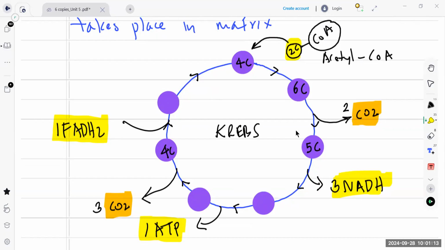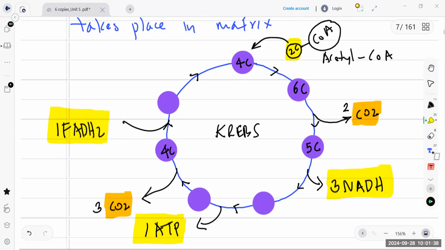So this is the Krebs cycle. The 2-carbon acetate completely breaks down into 2 carbon dioxide, and the energy is used to form 3 NADH, 1 FADH2, and 1 ATP molecule. Can you quickly copy this down, the Krebs cycle?